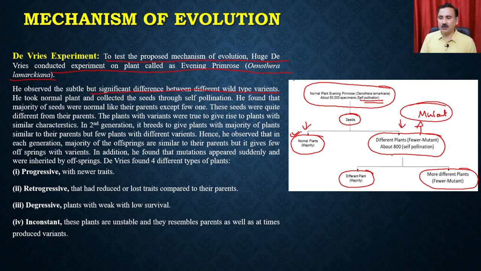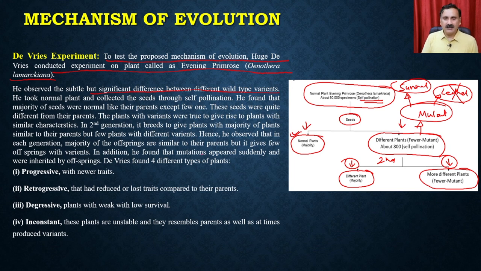For example, if you go to the second generation, again there will be normal plants and mutated plants. So this will continue, and any mutant which allows survival is going to propagate. Any mutant which is lethal is not going to allow the propagation of that particular mutant.